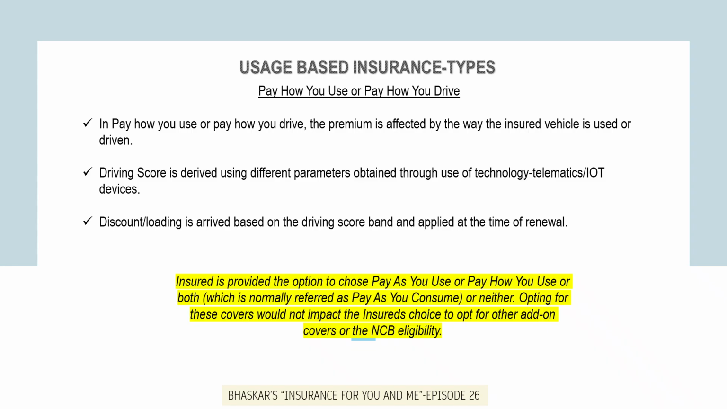Before closing this episode, I would like to make one correction to my earlier episode. While discussing nil depreciation cover, I had mentioned that the add-on nil depreciation is being offered to private cars and two-wheelers only. However, please correct the same. The nil depreciation cover is being offered under commercial vehicle policies also by many of the insurers.